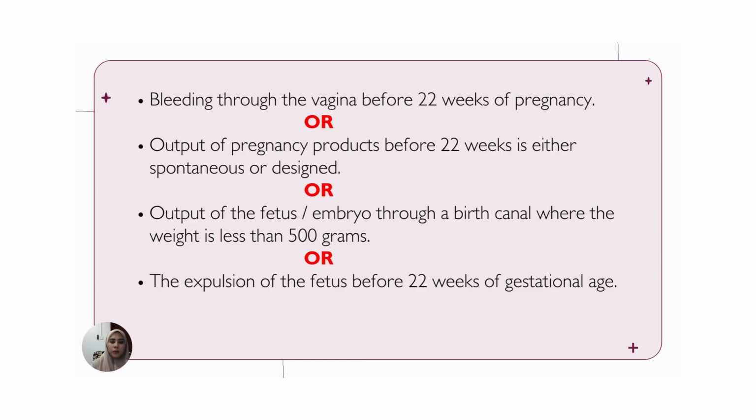In other words, abortion can be defined as bleeding through the vagina before 20 weeks of pregnancy, or output of pregnancy products before 22 weeks, either spontaneous or induced, or output of the fetus or embryo through the birth canal where the weight is less than 500 grams, or the expulsion of the fetus before 20 weeks of gestational age.